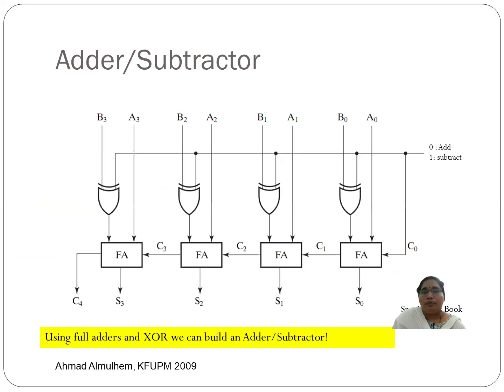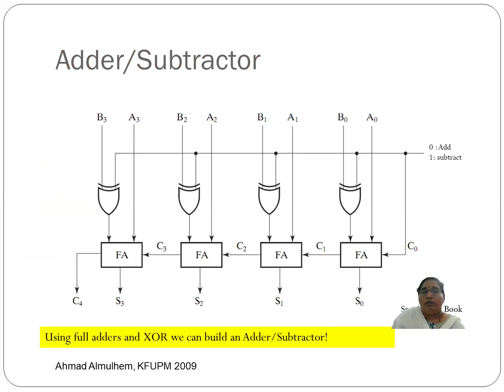But in the same circuit, if the carry input bit is logic 1, then all these XOR gates will invert the corresponding bits of B and apply them to the full adders. That is, the 1's complement of B is connected to the full adders and a 1 is applied at the carry input. So 1's complement plus 1 means the 2's complement of B, that is minus B. A is directly applied and minus B is also applied. So A minus B, that is subtraction, will be obtained at the output of the same circuit.